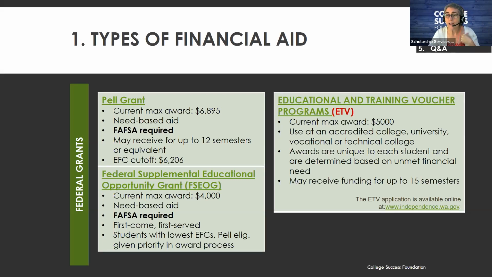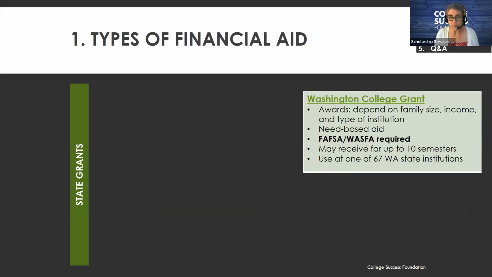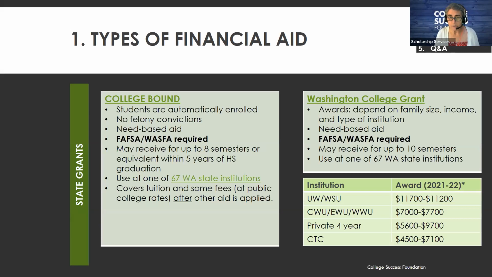The other fund to mention quickly here is on your right-hand side, which is the Educational and Training Voucher Program, which is mainly for students that have been part of the foster care system. The current amount is $5,000, and it has to be used at an accredited college or university or vocational or technical school. It's need-based, again, and it can be used up to 15 semesters. There are additional requirements, so we put a link there for you to read and familiarize yourself a little bit more with this program.